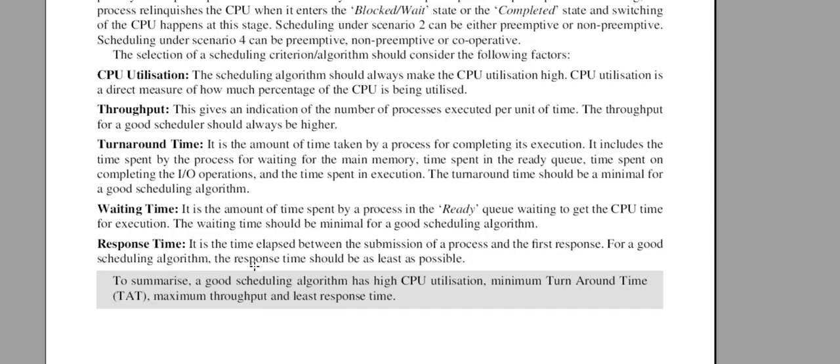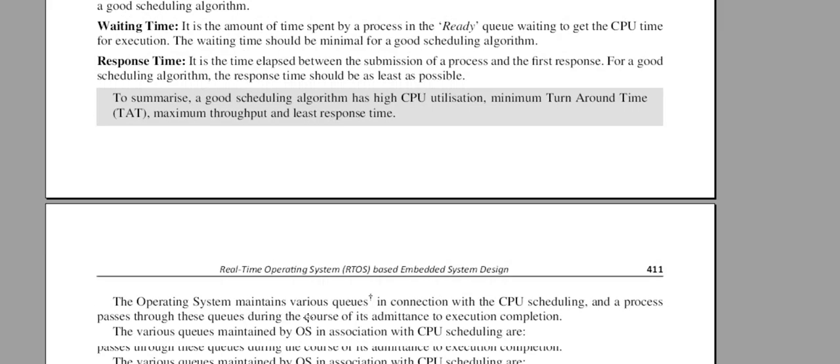And the last term is response time. It is the time elapsed between the submission of a process and the first response. For a good scheduling algorithm, the response time should be as low as possible. Summarizing, they will ask only to find average turnaround time and average waiting time. To summarize, a good scheduling algorithm should have high CPU utilization, minimum turnaround time, minimum waiting time, minimum response time, and maximum throughput. So let us go to the problems one by one.